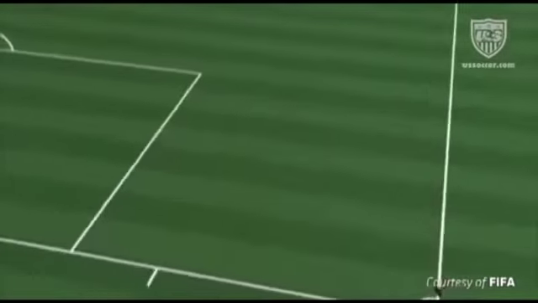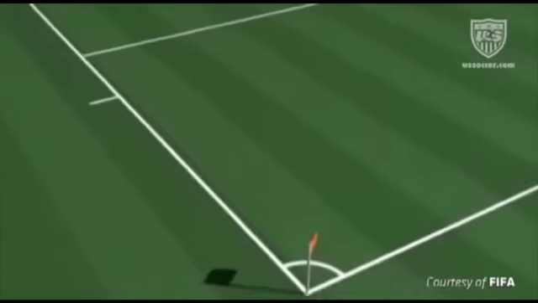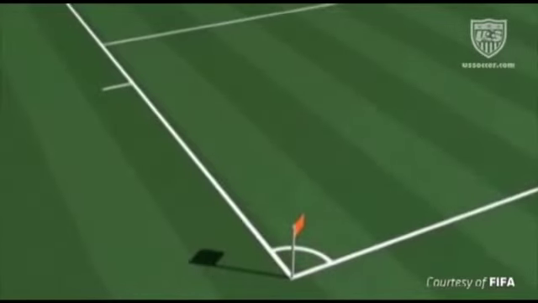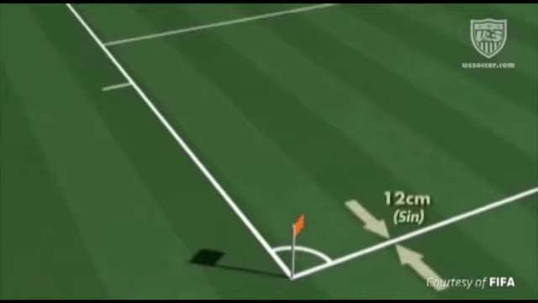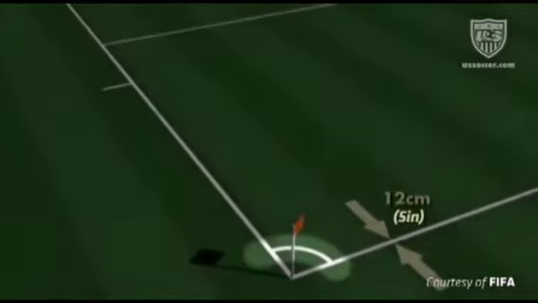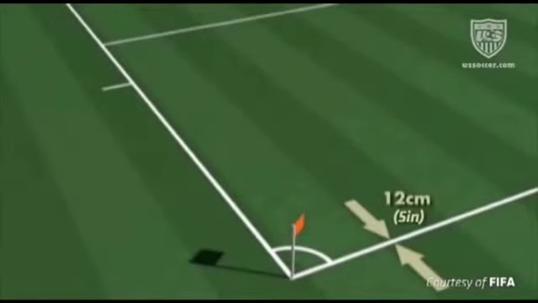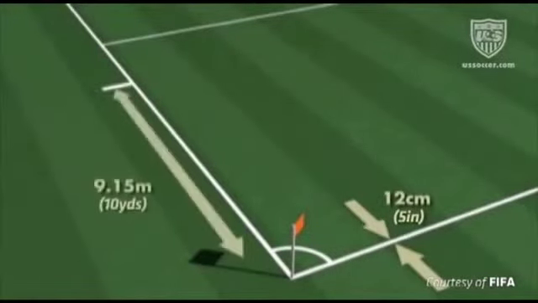The corner flag post must be not less than 1.5 metres high with a non-pointed top. All lines must be of the same width, which must be not more than 12 centimetres. The corner arc has a radius of 1 metre. There may be an optional line marked off the field 9.15 metres from the arc.